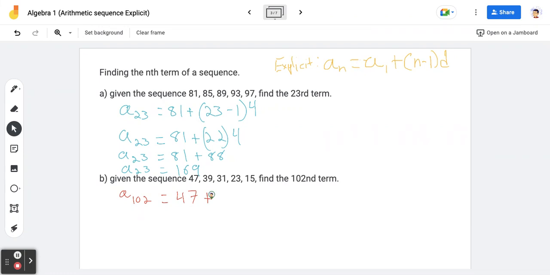plus n minus 1, so not 47, 102, minus 1 times what is our common difference? Well, it looks like my values are decreasing, so I have a negative common difference. And it looks like it is decreasing by 8. So times negative 8. Remember, I'm not subtracting over here. I am multiplying it by my common difference. So times negative 8. Okay, so that means that a sub 102 is equal to 47 plus 101 times negative 8.